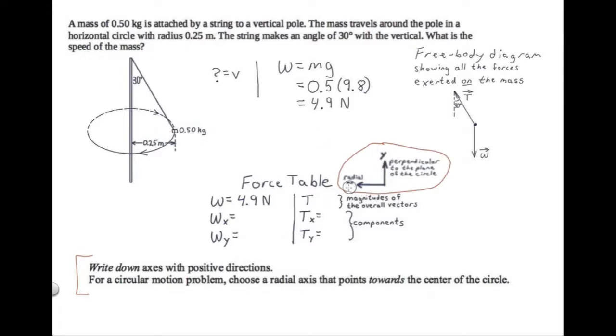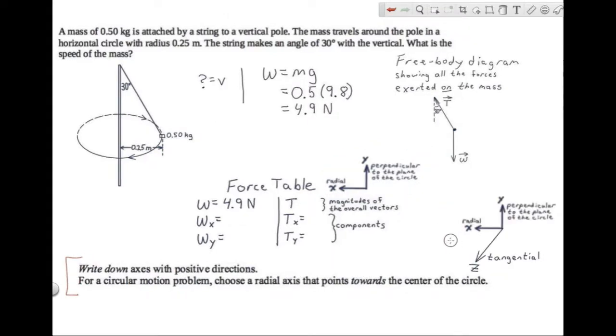So for this problem, the x-axis can be referred to as the radial axis because the x-axis is pointing along the radius of the circle. And we can describe the y-axis for this problem as pointing perpendicular to the plane of the circle. In this problem, the object is moving in a circle in a horizontal plane. So since the y-axis is vertical, the y-axis is perpendicular to the horizontal plane of the circle.